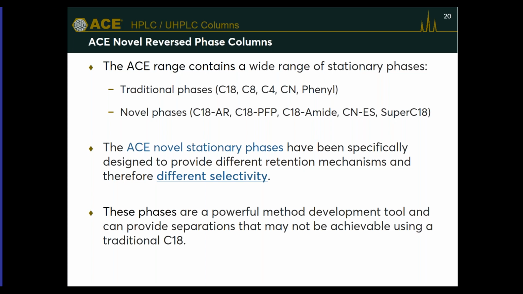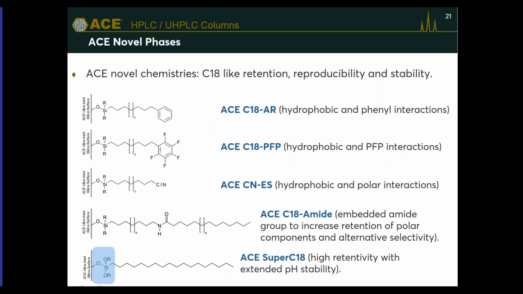Many of these phases have been demonstrated in method development to give you separations that are not achievable using a standard C18 column. These phases are available in a wide range of UHPLC and HPLC formats. These are the structures of the novel chemistries, and you can see there are 5 different chemistries listed, and they all have been designed with a purpose in mind for method development. I'm going to show you an example of how you can use these in combination with solvents, methanol and acetonitrile, to give you a method development platform.